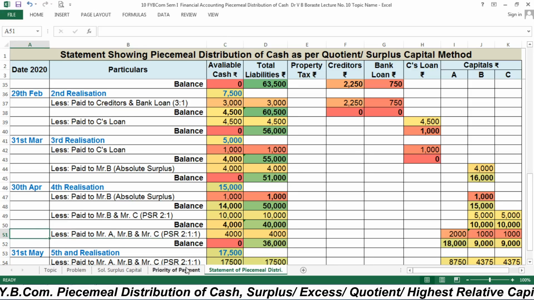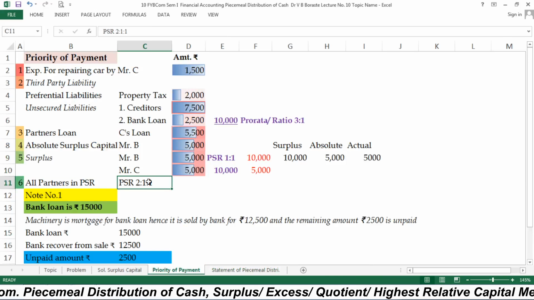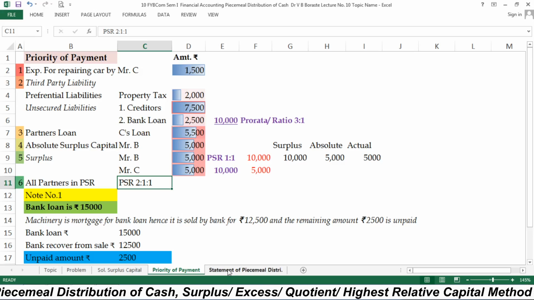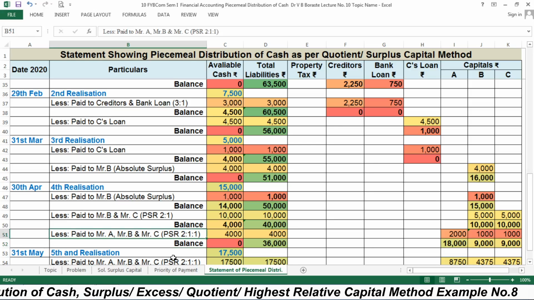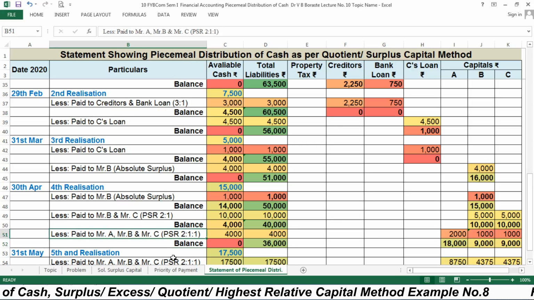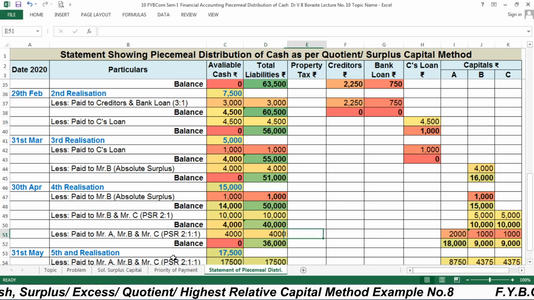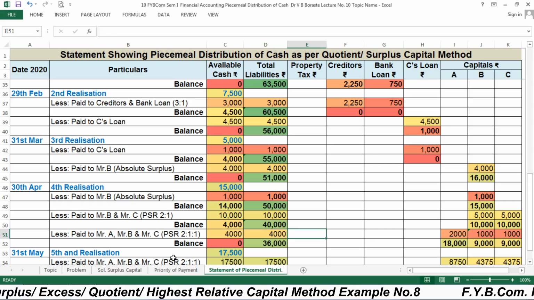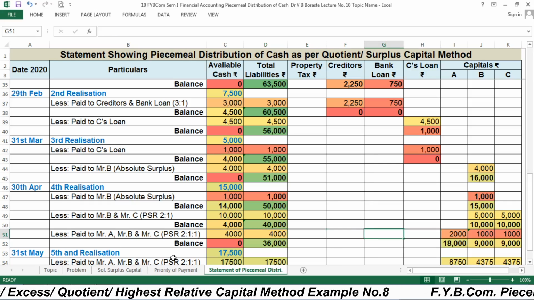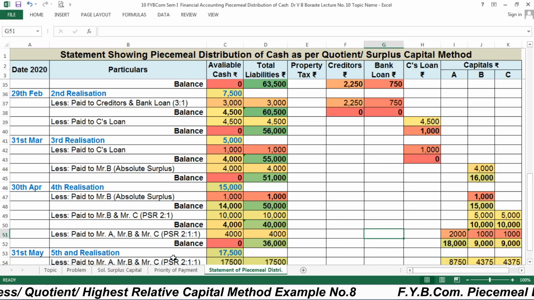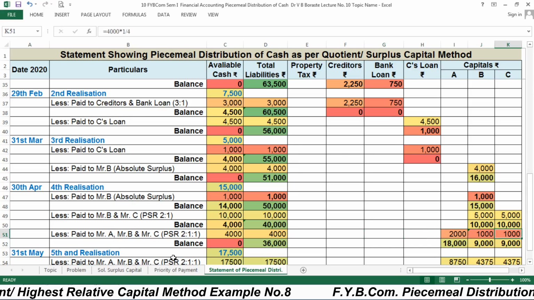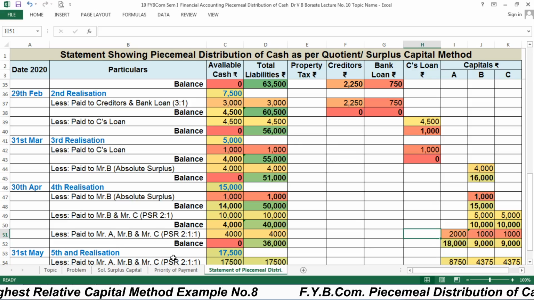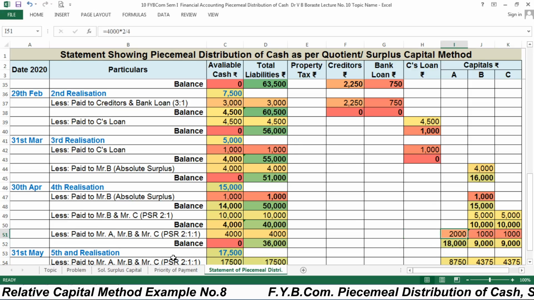Our next liability or next priority is all partners in profit sharing ratio. So all partners will receive the balance amount in profit sharing ratio, that is 2:1:1. So here less paid to Mr. A, B and C in the profit sharing ratio 2:1:1. So 4,000 cash will be reduced, total liability will be reduced by 4,000, and 50%, that is 2 shares, will be received by Mr. A and 1 share will be received by Mr. B and 1 share will be received by Mr. C. The calculation is 2,000, 1,000 and 1,000.